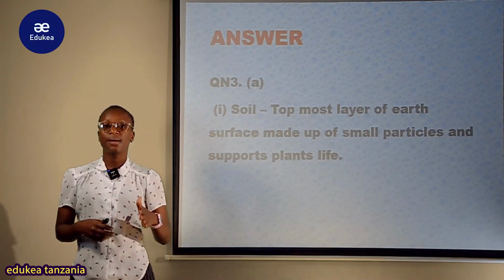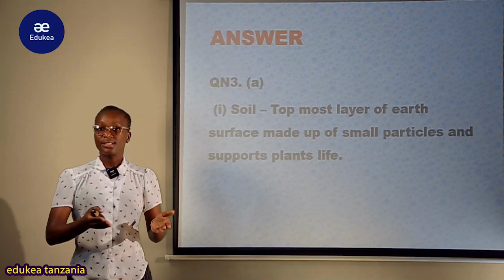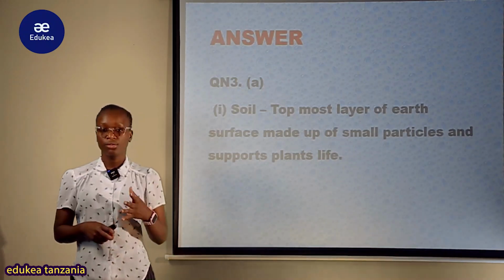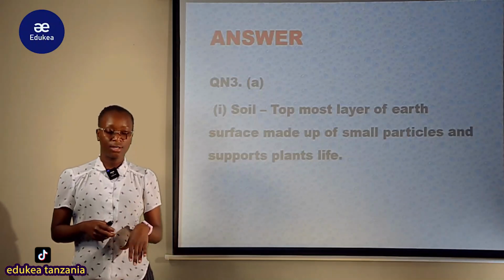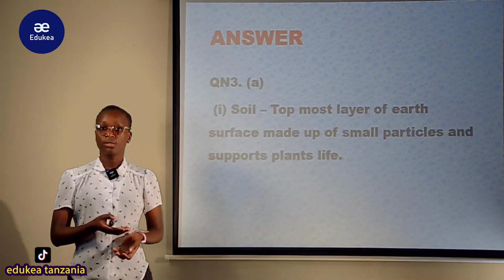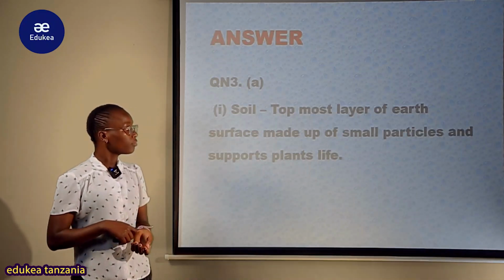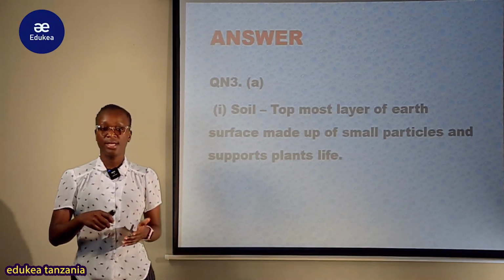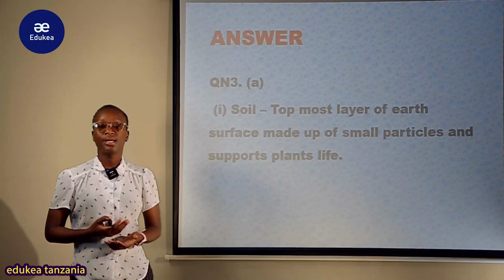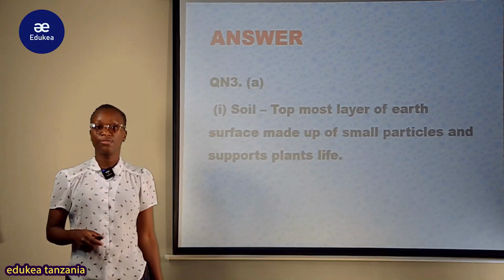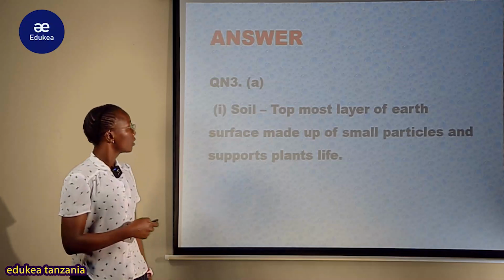You can see that the plants they survive through this layer ambayo ni soil, kwamba mimea inaweza kuota kwenye hiyo soil au kwenye hiyo layer. So the soil is the most top layer of the earth's surface, but also supports the life of the plants. Lakini pia it's made up of those small particles.